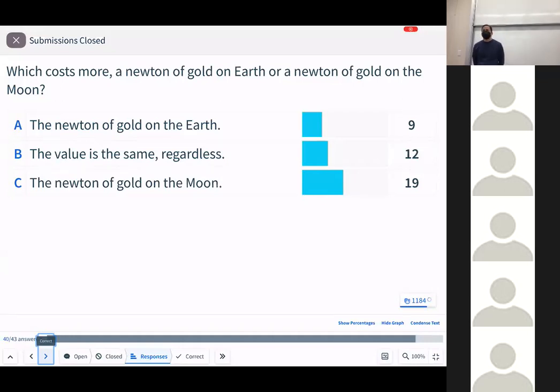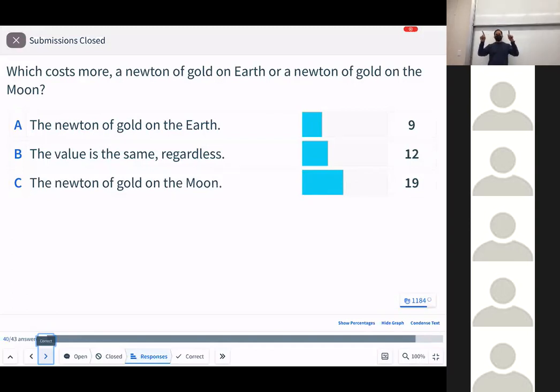Yes, go ahead. It's the same value because they're both newtons. Right. They have the same amount of gold. So is Newton equal to weight or mass? Well, Newton is, let me correct you there. The Newton is a unit of force, and weight is a force. Your weight is the force that the planet is exerting on you.